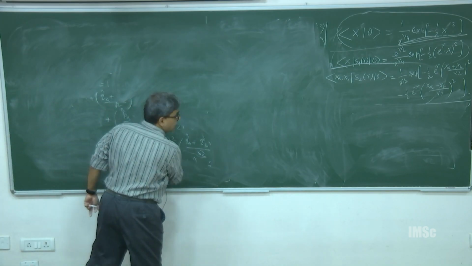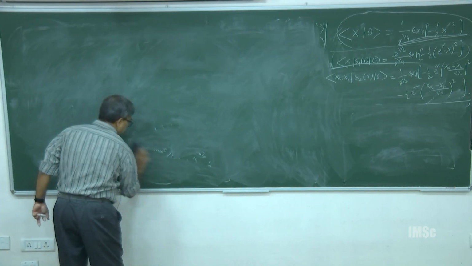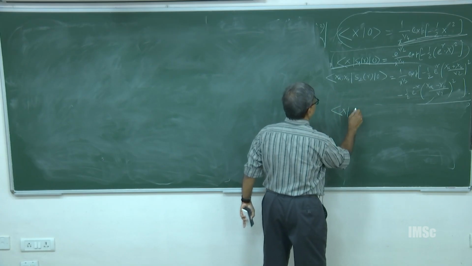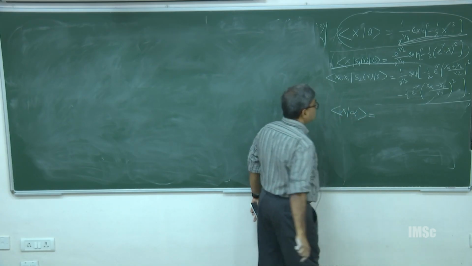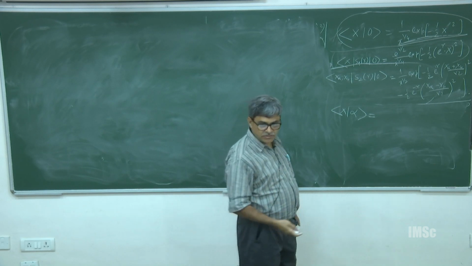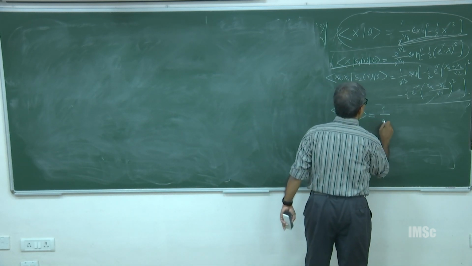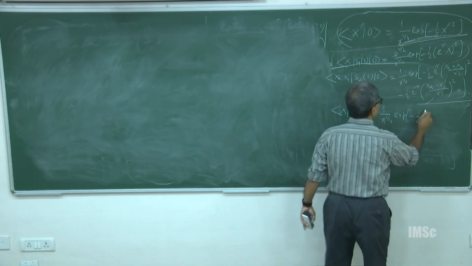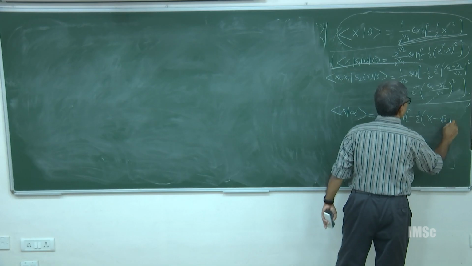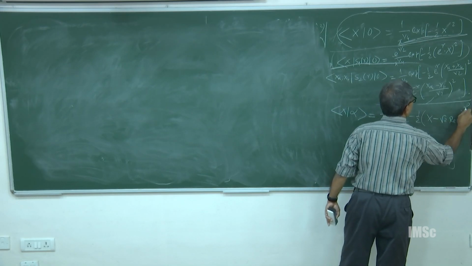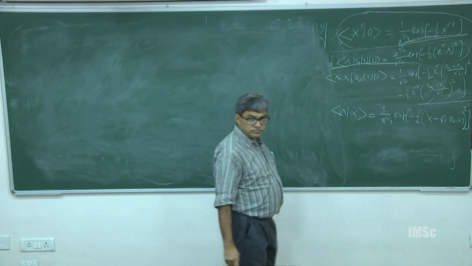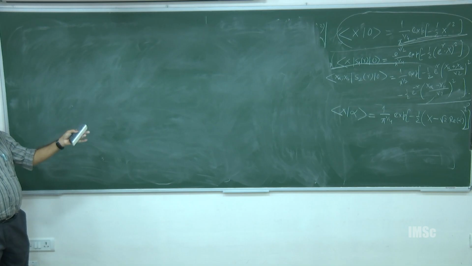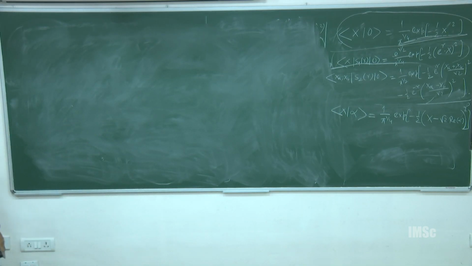So with this I will also write the position wave function of a coherent state. What will this be? This is just a displaced Gaussian. So it will be 1 upon pi to the power 1/4 exponential of minus half (x minus square root of 2 times real part of alpha) whole square. Just this, and here there is no question of taking another normalization factor, because this is also normalized, you are just shifting the Gaussian.